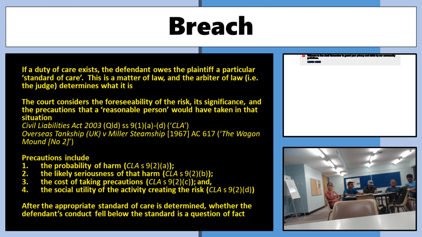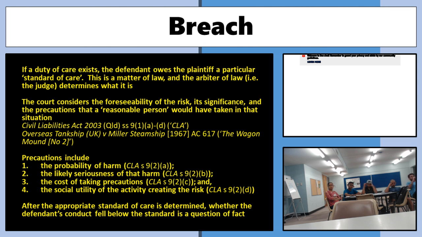Now, when determining what those factors are, this is actually mapped out in the Civil Liabilities Act. They ask what a reasonable person would have done in that situation. So if you're explaining this for your tort problem, you'll probably need to talk about that and actually use those sections from the Civil Liabilities Act. When analyzing this, they look at: what's the probability of harm? What's the likely seriousness of any harm that is caused? How much does it cost to take precautions? And what's the social utility? What social utility means is how good an activity is the thing that creates the risk?